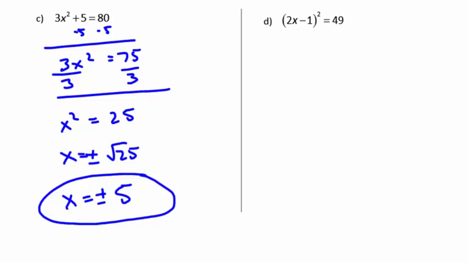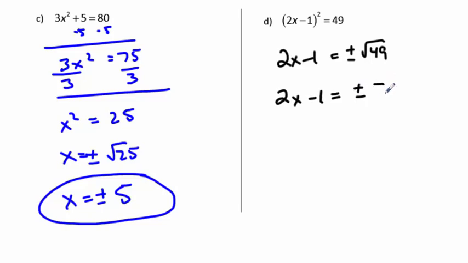In part D, the perfect square is a parenthesis unit, not just an x like it was in part C. So I'm going to take the square root right from the beginning because the perfect square is by itself. So I'm going to get 2x minus 1 equals plus and minus the square root of 49. And I know that's 7. So I have 2x minus 1 equals plus and minus 7.